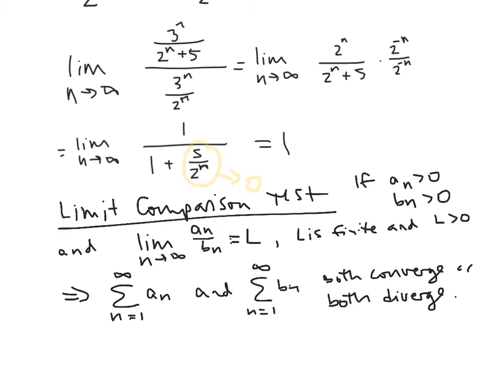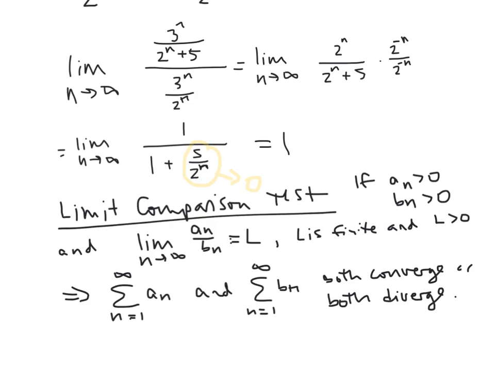It cannot be that one converges and one diverges. That's not allowed. So the limit comparison test is a way of showing that if I know one series converges, I can use it to show this other series might converge. And similarly, if one series diverges, we can show that the other one diverges as well.